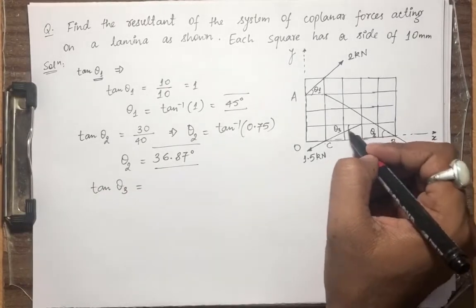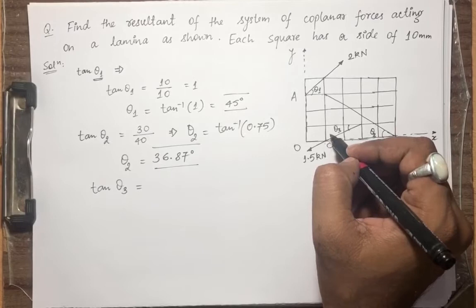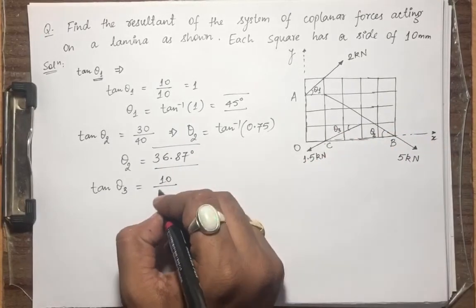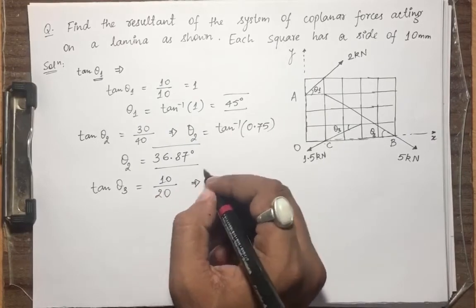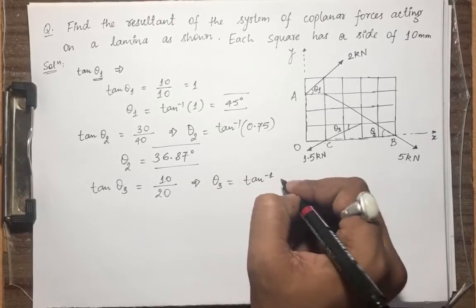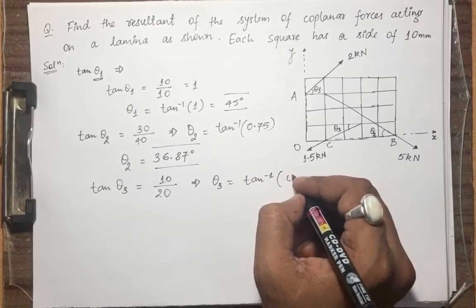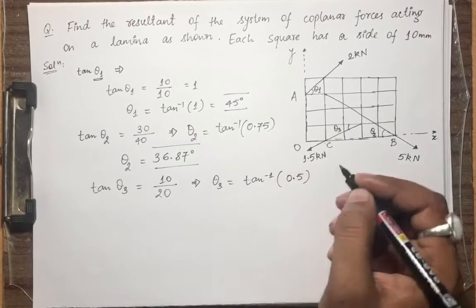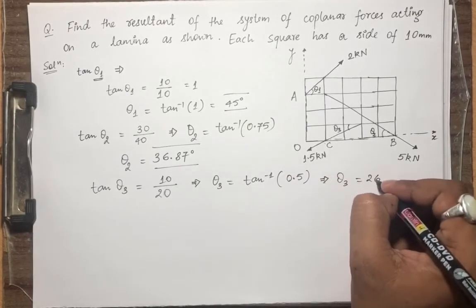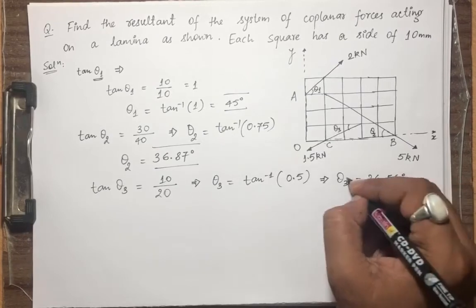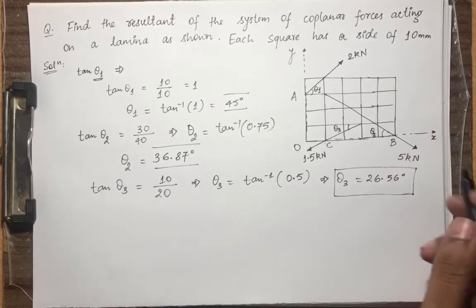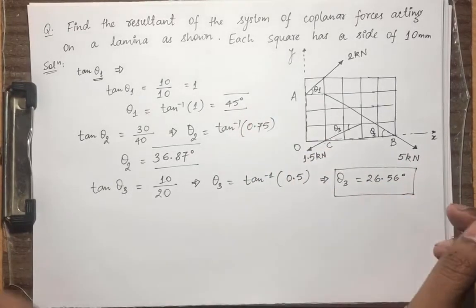Now tan theta 3. Theta 3 is in this triangle. This is 10 divided by 20. So theta 3 is tan inverse 0.5, or theta 3 is 26.56 degrees. Clear? So theta 1, theta 2, theta 3 we have defined.